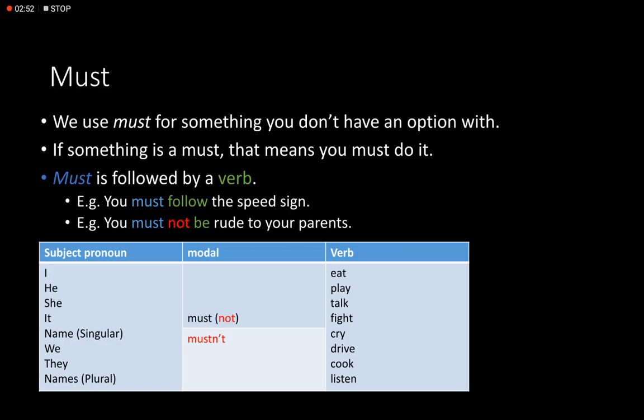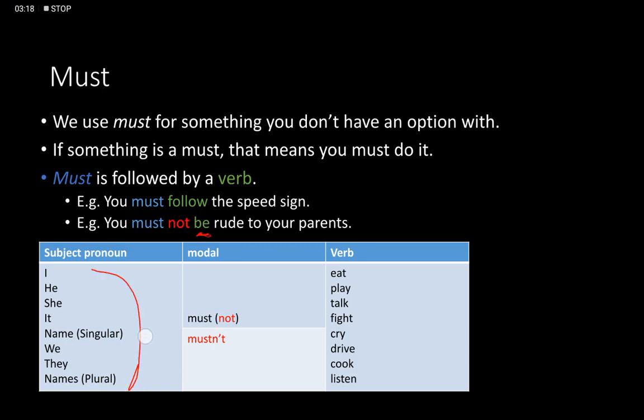If I say you should follow the speed sign, then this is your option. You can if you want to, if you don't want to, it is your choice. But my advice is you should. But when I say must, it means you don't have a choice. Okay? For the negative, you must not be, the verb be, rude to your parents.